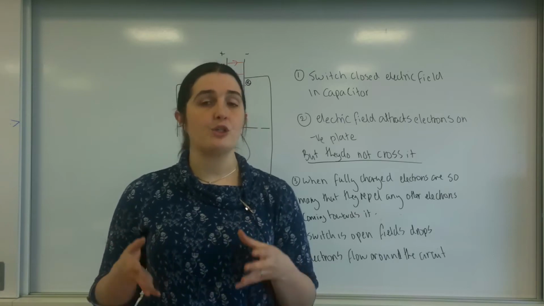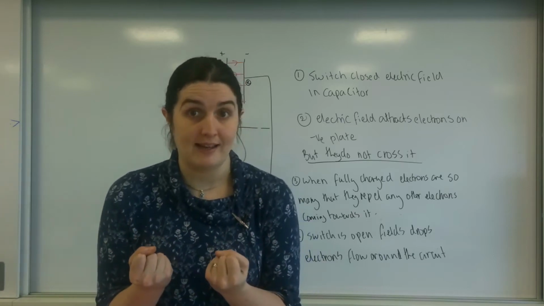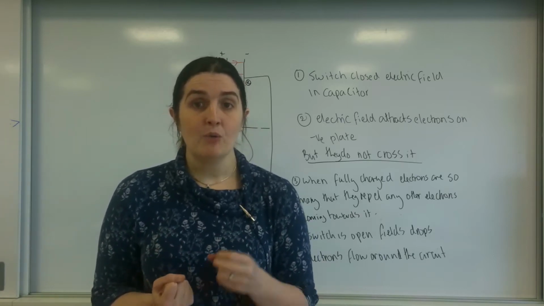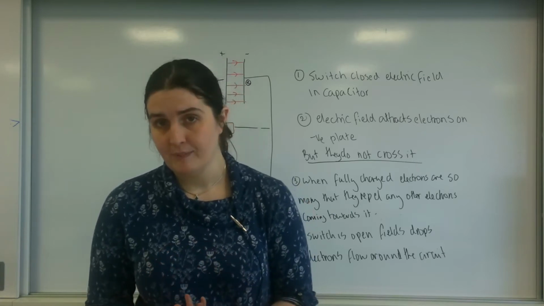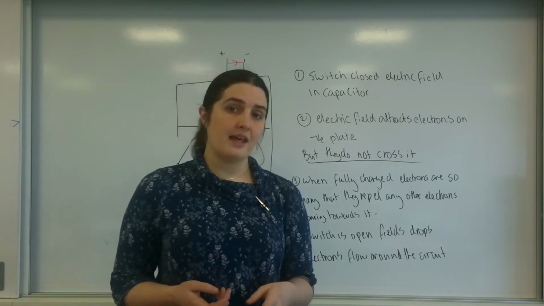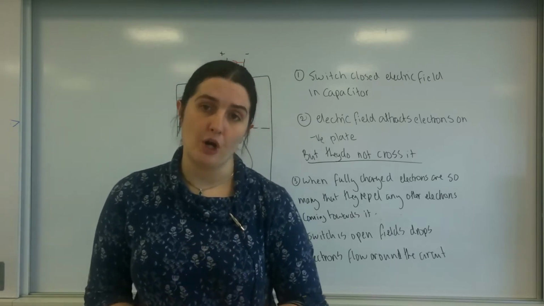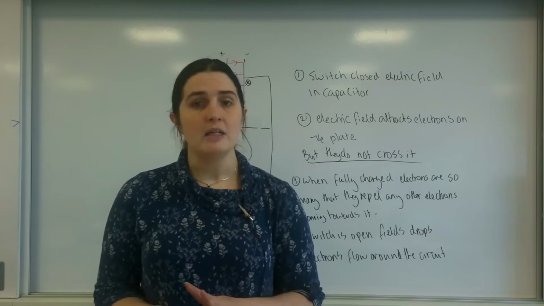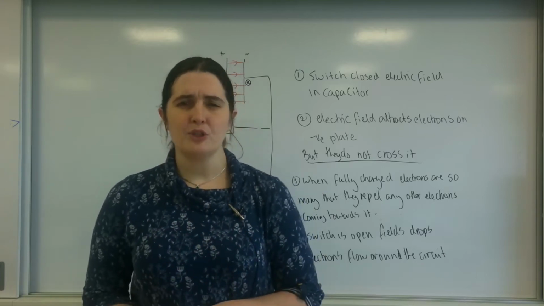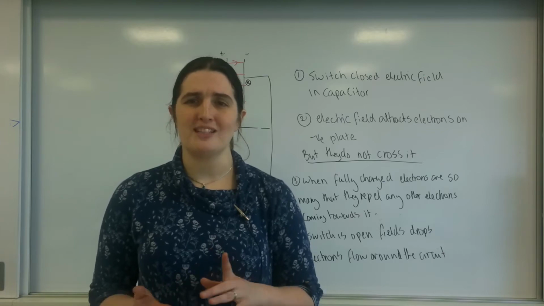So this idea of capacitance is a component that stores charge, and it works on the basis of holding an electric field and using that electric field to hold electrons there. Once that electric field's gone, the electrons are not held there anymore, and they leave. So those are the basics of how a capacitor works. In my next few videos, I'm going to talk about the mathematics, about how to work out something called the capacitance, and also looking at how quickly something charges or discharges.